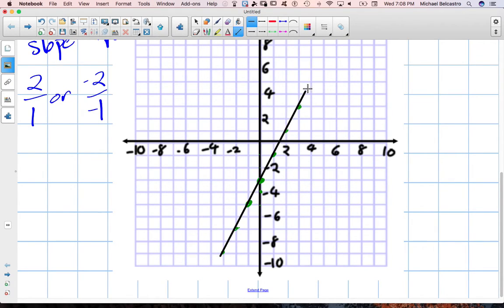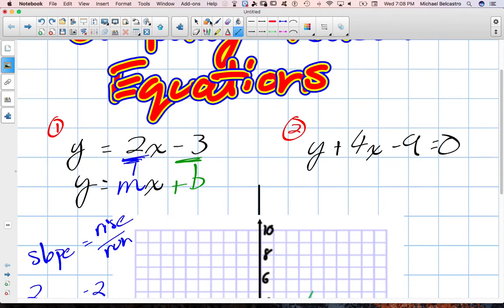Here's kind of our line. Actually, let's make our line green so it's a little more controlled. Okay, so we did the very first one. Now for the second question.